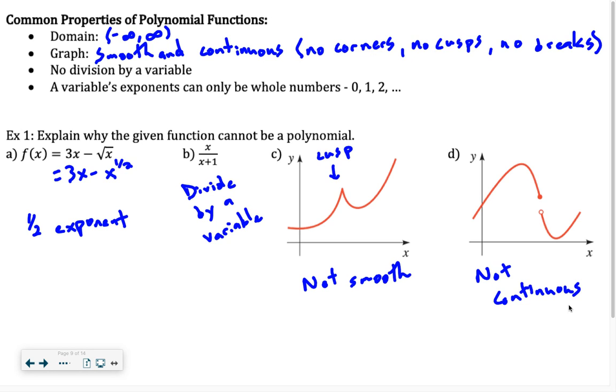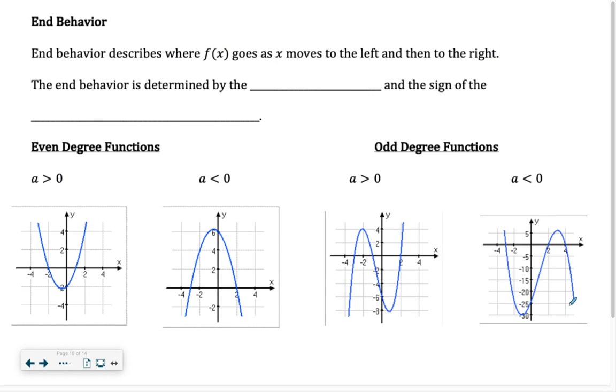All right. Now, the next thing that we want to talk about is end behavior. End behavior just talks about what a graph is doing as we go really far to the left or really far to the right. Are we going up or are we going down? The end behavior is determined by two things, okay? By the degree of the polynomial and the sign of the leading coefficient.